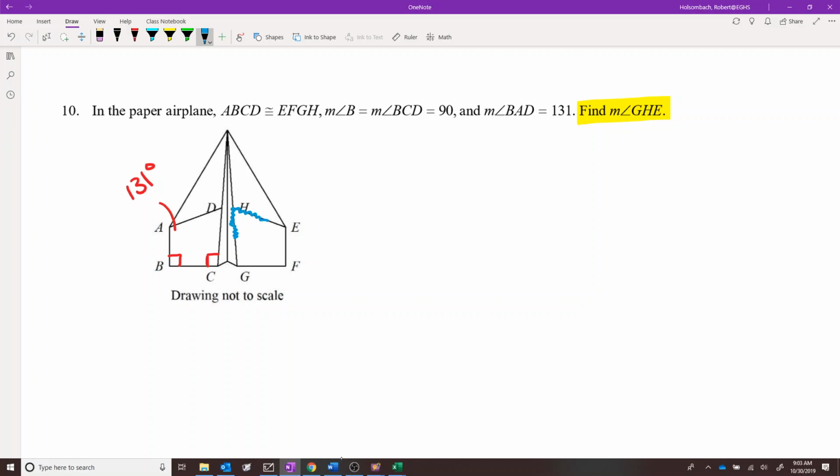Alright, angle GHE, third, fourth, and first letter in the description. GHE is going to be congruent to CDA. And CDA is right here. These two angles are congruent to each other. The two blue ones.